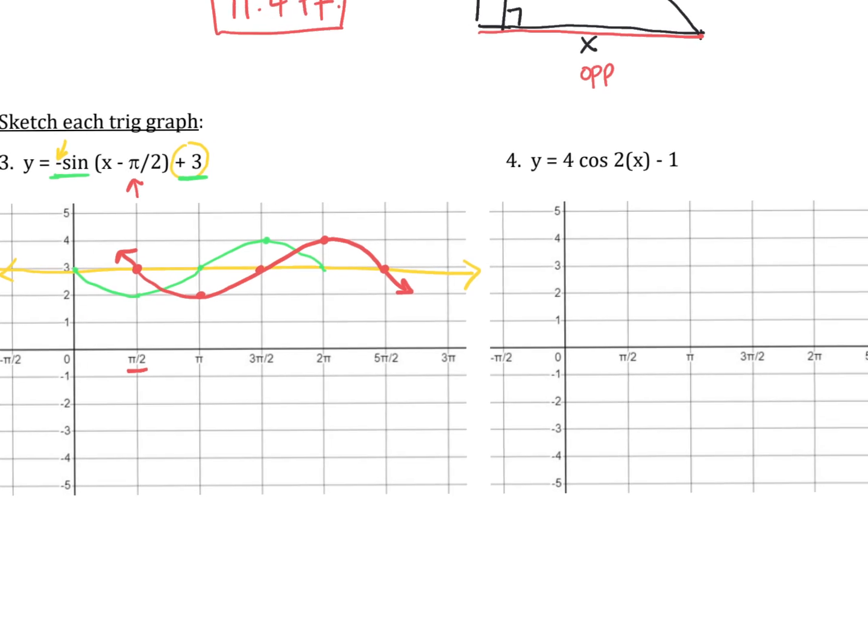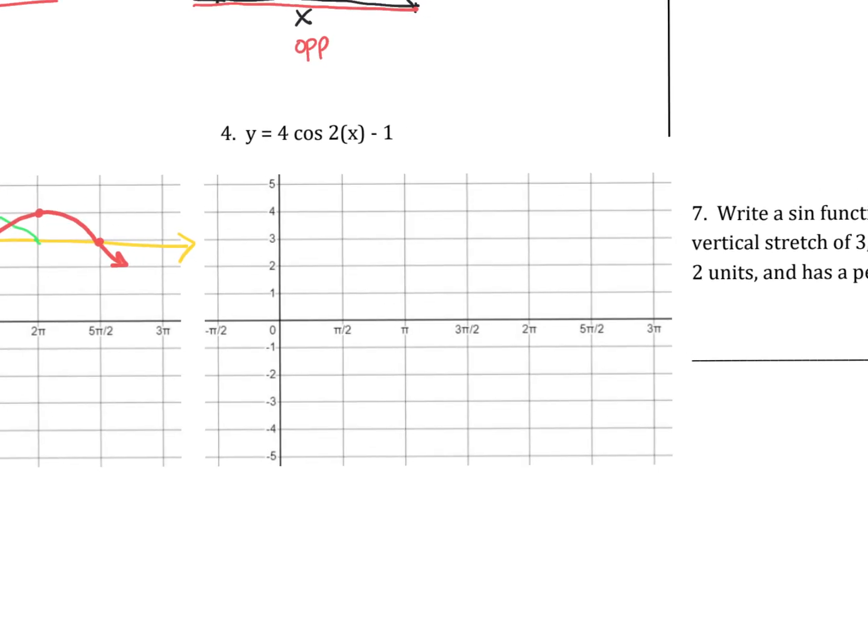All right, so let's take a look at this one. This one's a cosine graph, and we are down 1, so our midline is down here. That takes care of this. We also have an amplitude of 4, so we're going to be changing that to be 4 units tall. So I'll start with that.